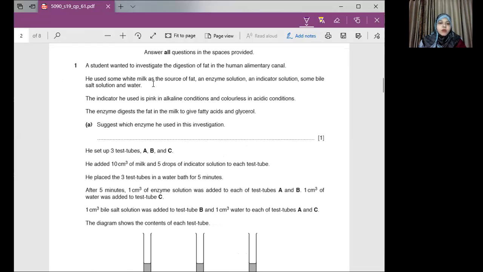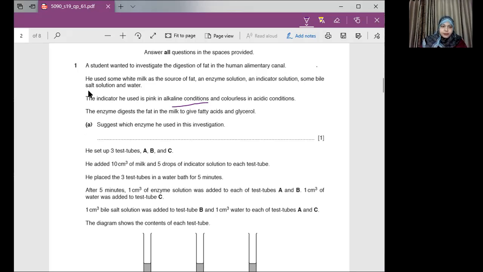He used some white milk as the source of a fat, an enzyme solution, an indicator solution, some bile salt, and water. These are the chemicals that the student is using. The indicator he used is pink in alkaline solution and colorless in acidic solution. In acidic conditions, the enzymes digest the fat in the milk to give fatty acids and glycerol.